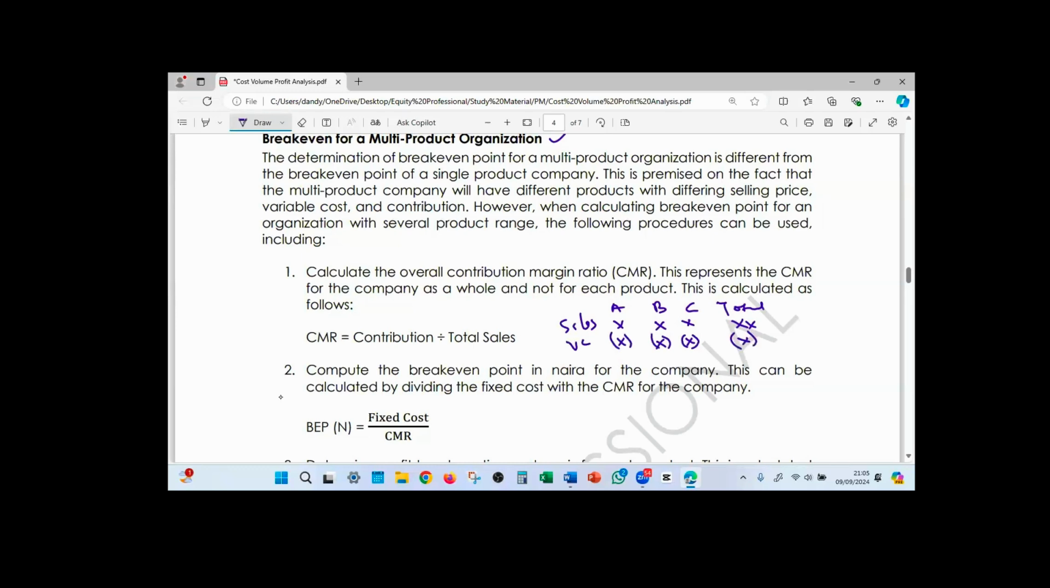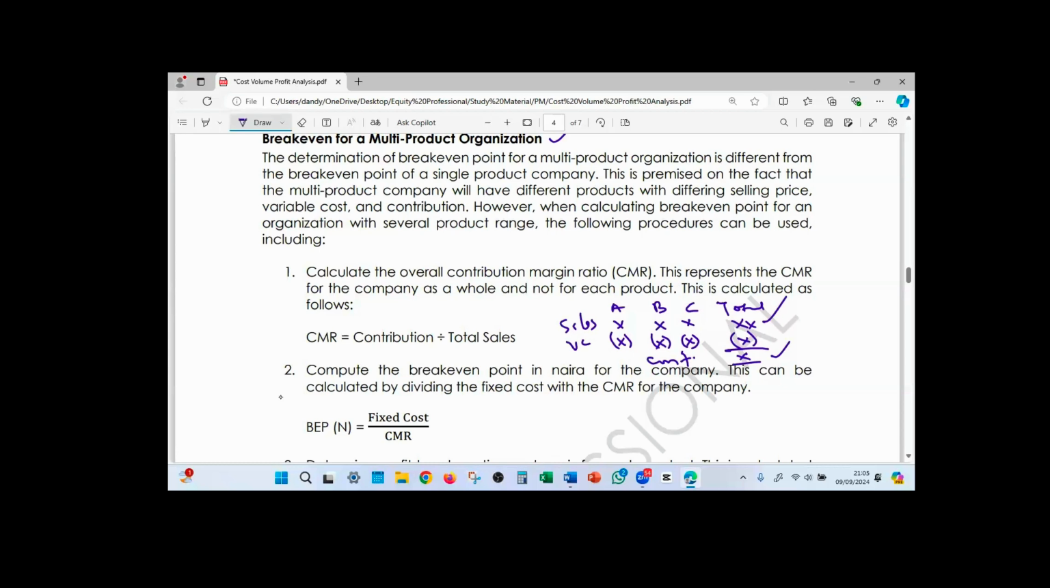By the time you less this, what you are going to have is the contribution. All right. Therefore, for you to get your overall contribution margin ratio, I will pick the overall contribution and divide it by the overall sales. That will give me the overall contribution margin ratio. That's what you should do. That's the first step.